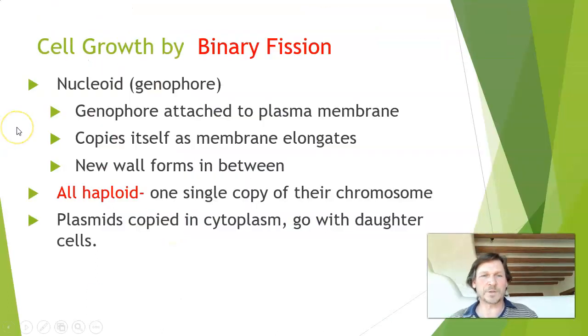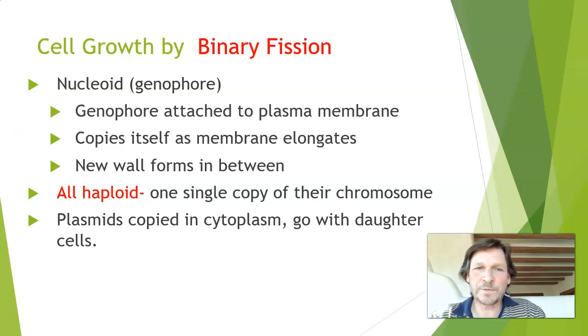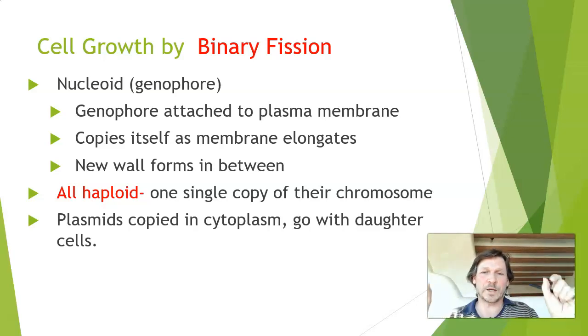Okay, binary fission, right? In the nucleoid region, the genophore attaches to the plasma membrane. It then copies itself as the membrane is stretching and elongating. And so it attaches to the membrane and it gets pulled along. Once it's separated, new wall forms in between, pinching in and separating the cell membrane until you have 2 daughter cells.